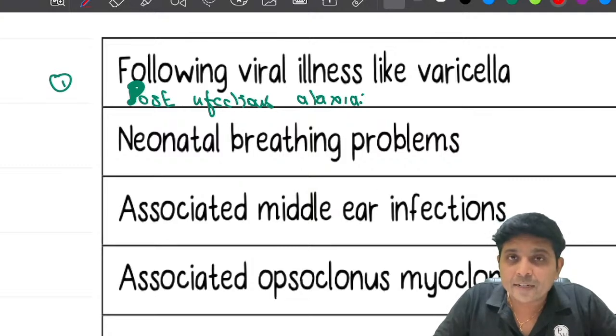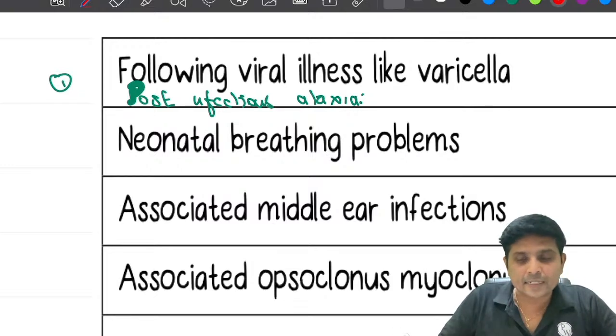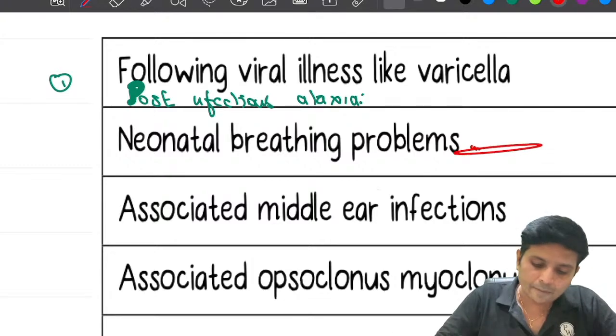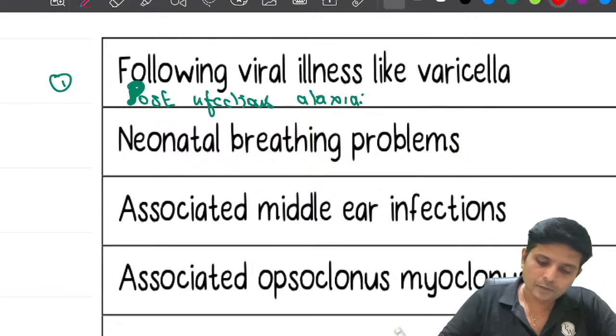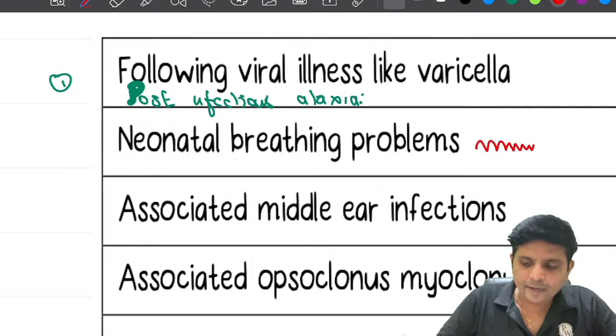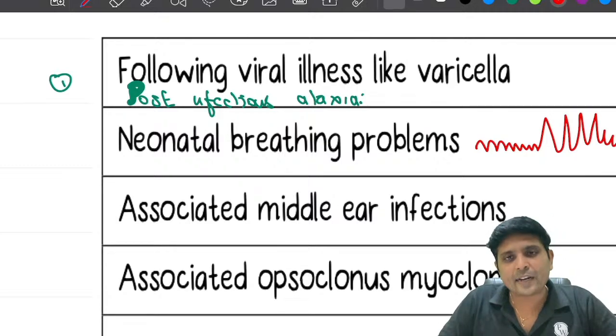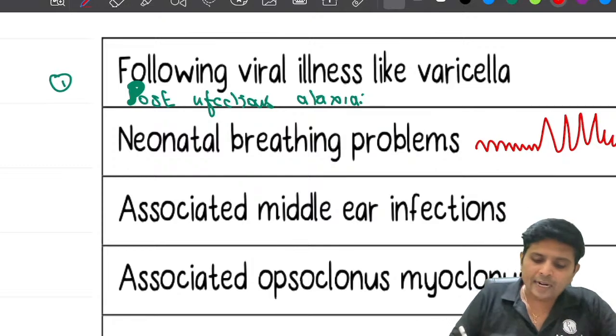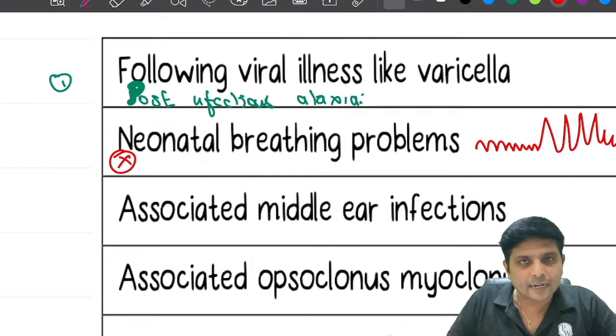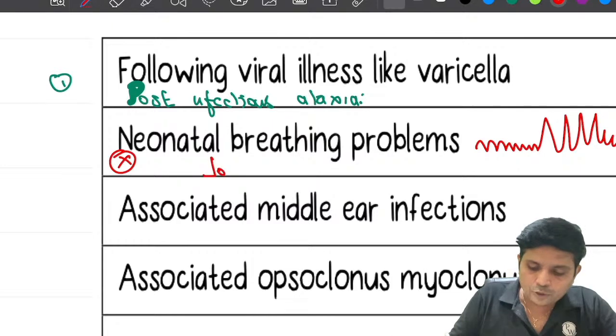A child, let me say a 2-year-old, is brought with ataxia. The mother says even in the newborn period, there were neonatal breathing problems. Sometimes the child will be apneic, sometimes hyperapneic. This kind of apnea, hyperapnea, apnea, hyperapnea is mainly due to lesions involving the cerebellum, and the child manifests with neonatal breathing problems, and this is called Joubert syndrome.